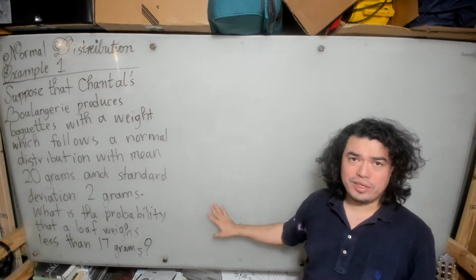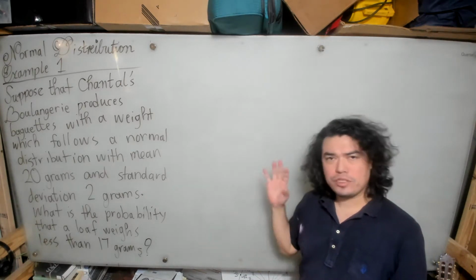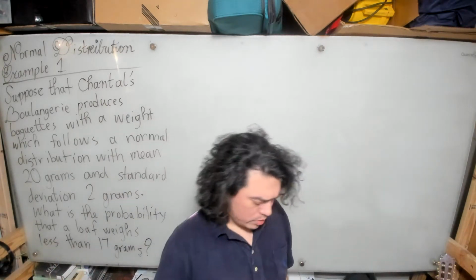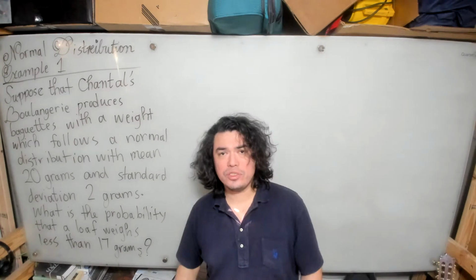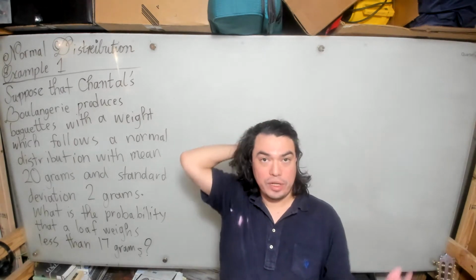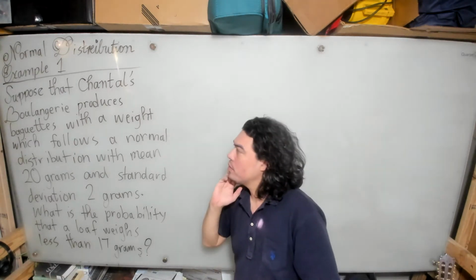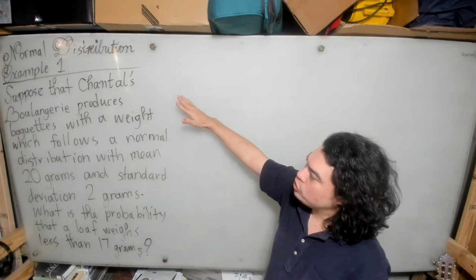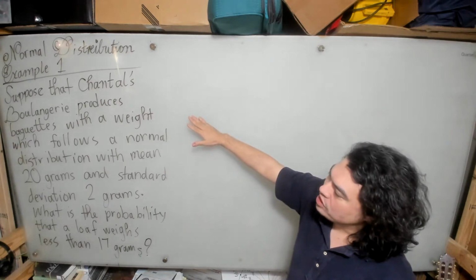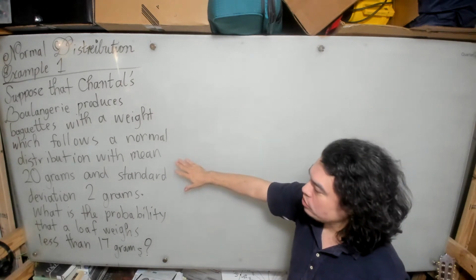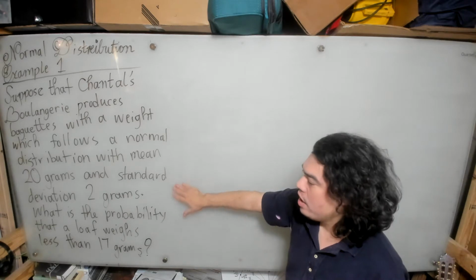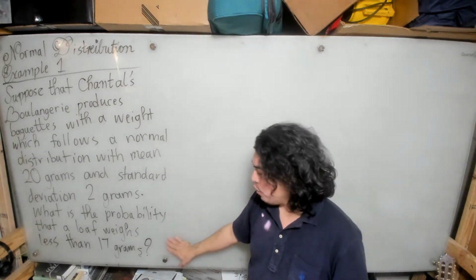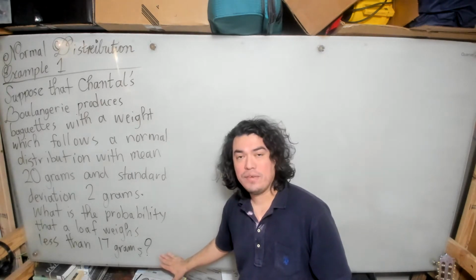So now we're going to do this example. This is going to be the first example when we're actually going to calculate a probability associated with a normal distribution that occurs in a real example. So let's start. Suppose that Chantal's Boulangerie produces baguettes with a weight which follows a normal distribution with mean 20 grams and standard deviation 2 grams. What is the probability that a loaf weighs less than 17 grams?